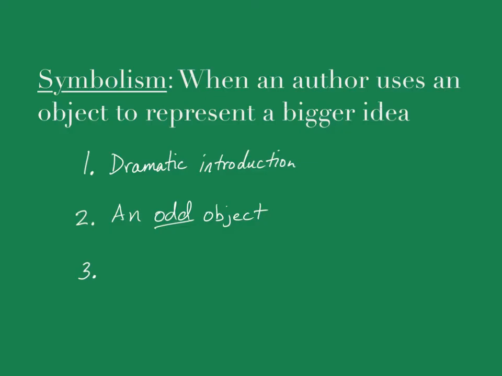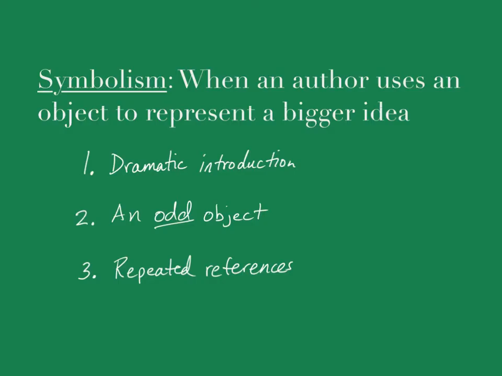The third way is if the object repeats over and over again. They keep bringing up this object more than it would seem to deserve on the surface. They keep coming back to it, and they keep adding to what they say about it. If an author repeatedly references a particular object, then it might be a symbol.